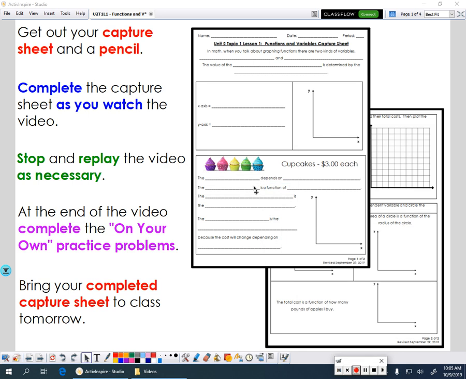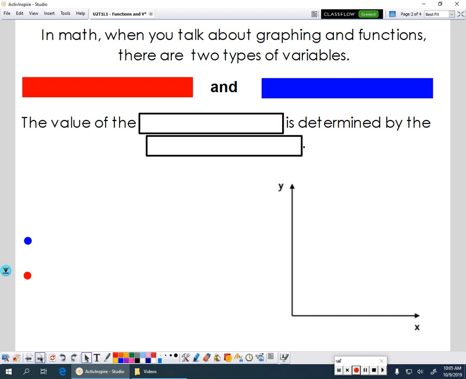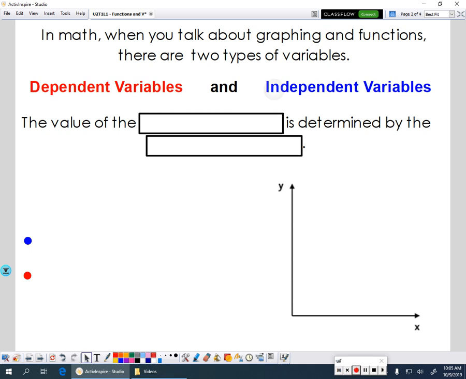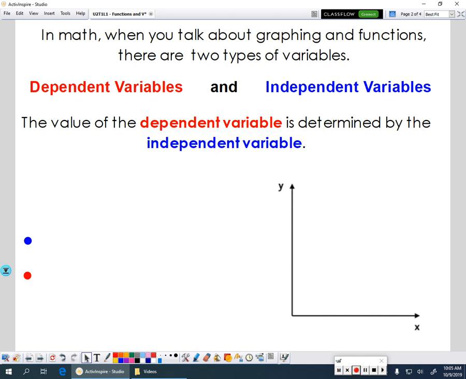Today we're going to be talking about functions and variables. In math, when you talk about graphing and functions, there are two types of variables. You've got your dependent variables and your independent variables. The value of the dependent variable is determined by your independent variable. And you've probably seen this in science before, especially when we're talking about graphing independent and dependent variables.